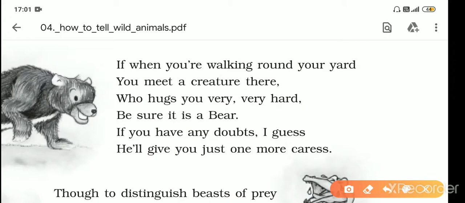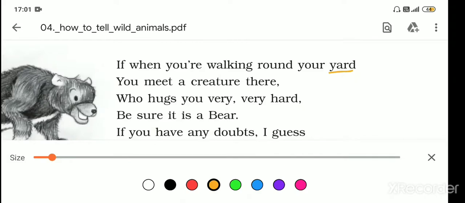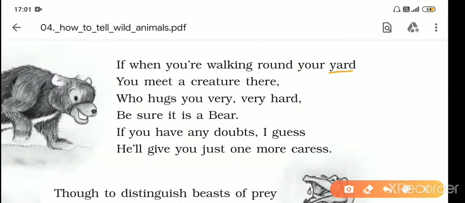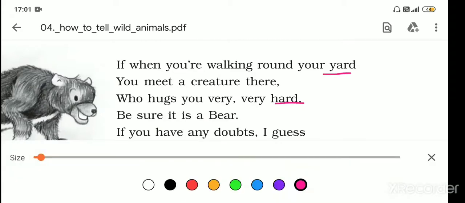Now let's see again the word meanings. Here the difficult word is yard, and that is the backyard or the lawn area of the house. Now let's see the explanation of the poem. If you are walking in the lawn area of your house, you meet a creature who hugs you tightly.